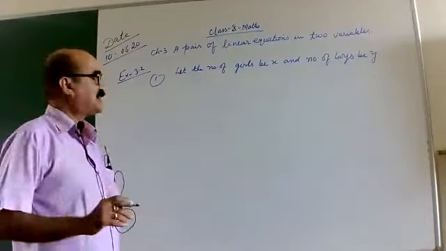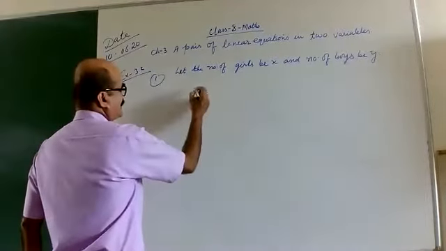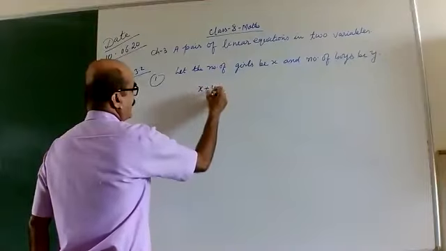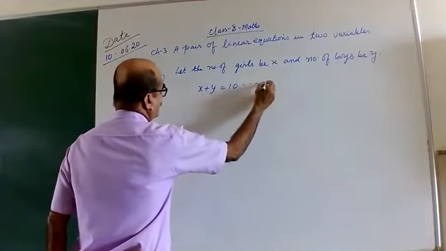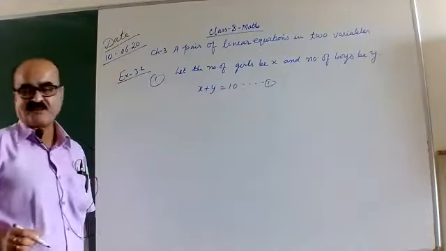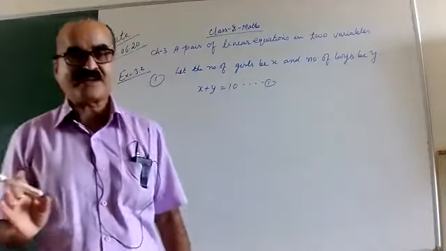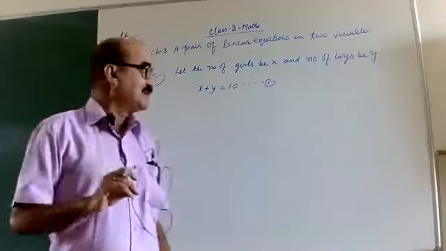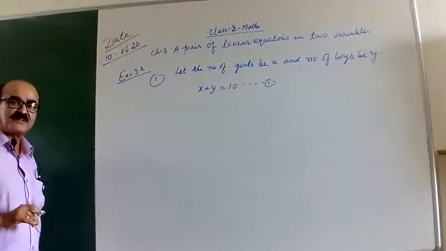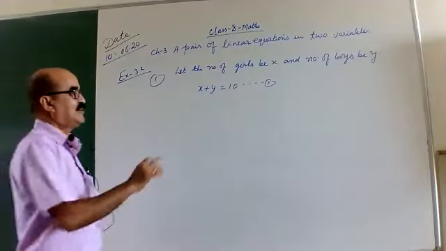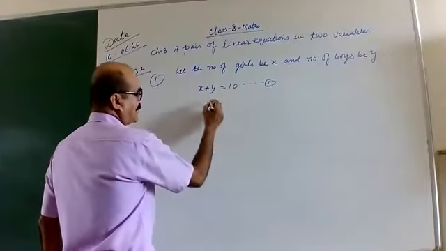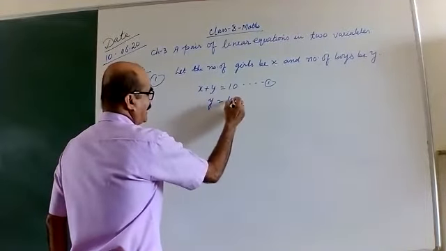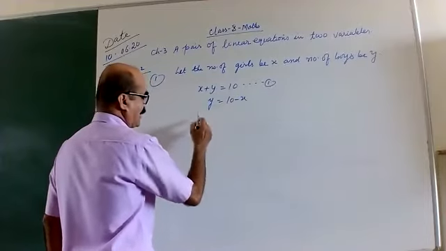So there are 10 students. What will be the first equation? First equation will be x plus y is equal to 10, equation 1. Why x plus y is equal to 10? Because the total number of children is 10, including boys and girls. Now we'll solve for y: y is 10 minus x.